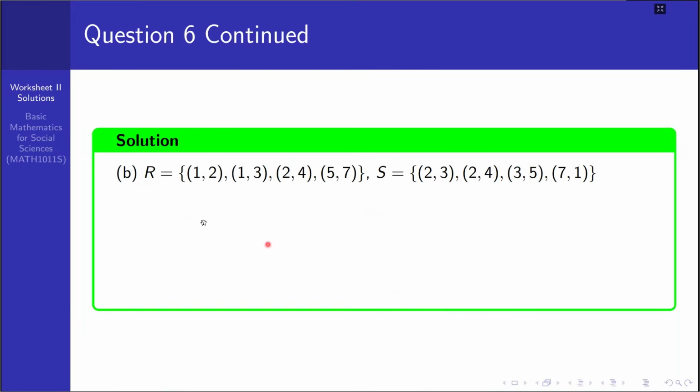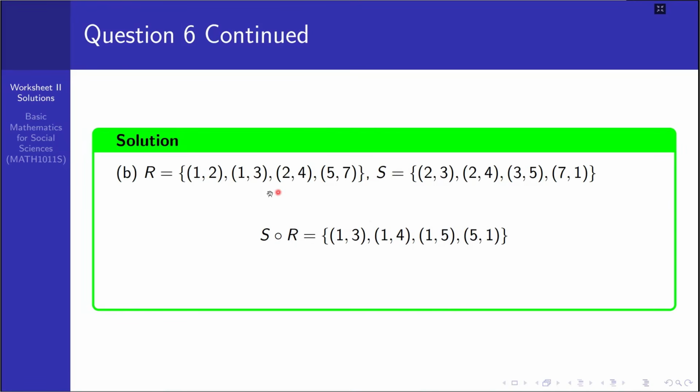Next, B. R is this one and S is given here. So what will S composed of R be? Let us start from R. We know that the image of 1 under R is 2 and the image of 2 under S is 3, so that (1, 3) must be an element of S composed of R. Similarly, the image of 1 under R is 3 and the image of 3 under S is 5, so that (1, 5) must be an element of S composed of R.